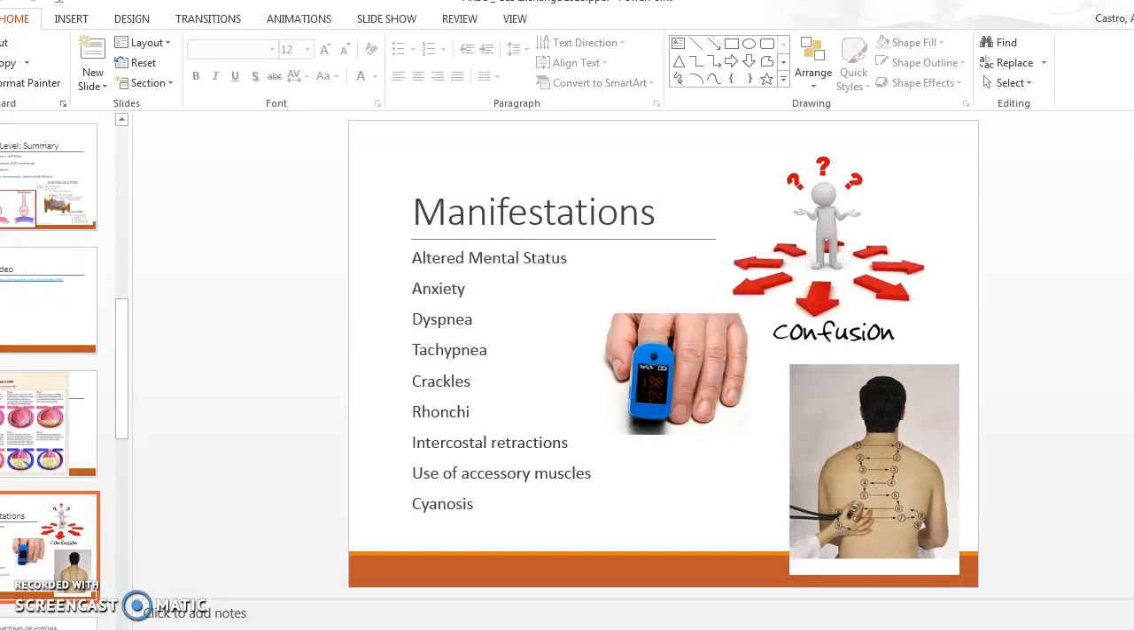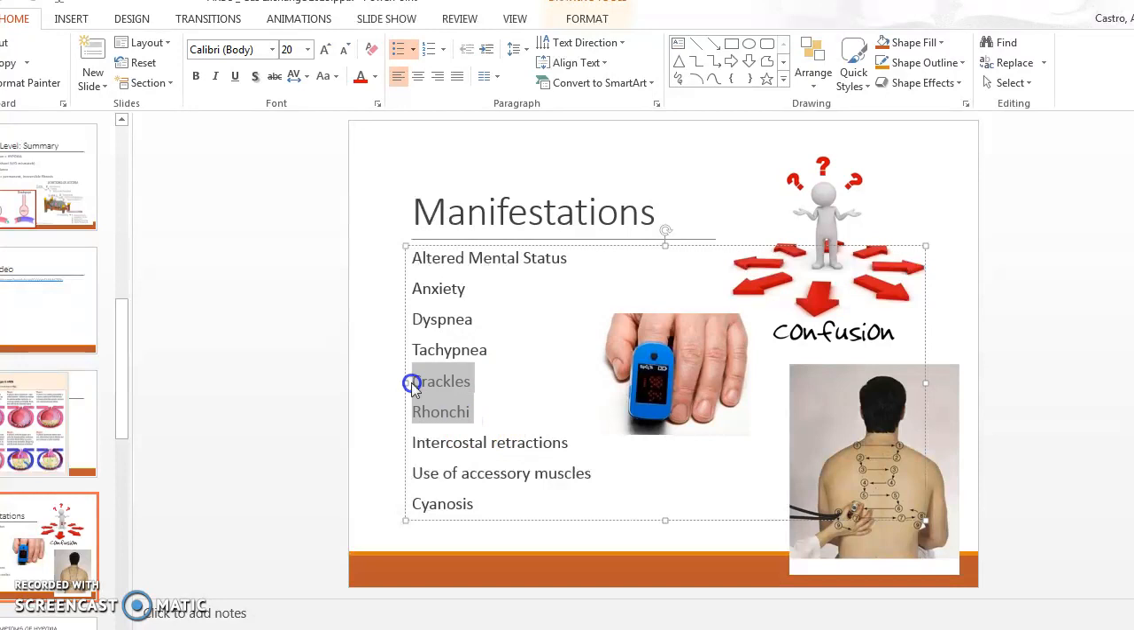as mentioned in didactic last night, one of the first things that you see is that a patient will have altered mental status. So the same is true here. You might see the patient begin with altered mental status and anxiety, shortness of breath, tachypnea, the increased rate of breathing, and lung changes, starting to hear some crackles or rhonchi, intercostal retractions, use of accessory muscles, and then cyanosis. So what does this mean for you as the nurse?